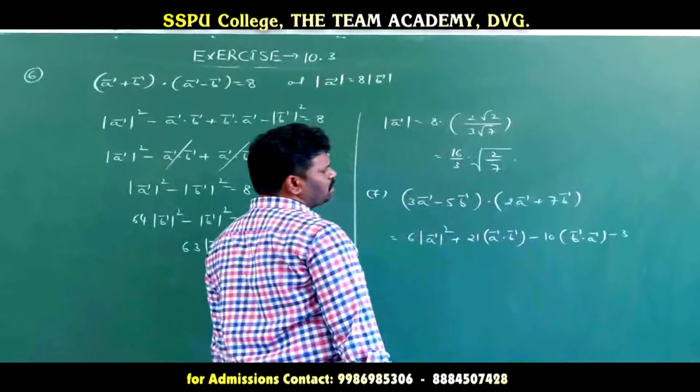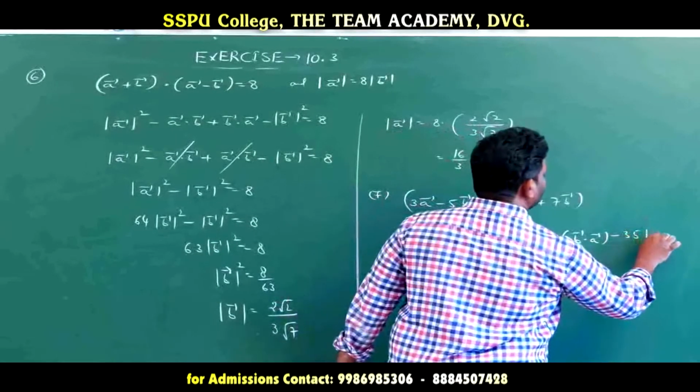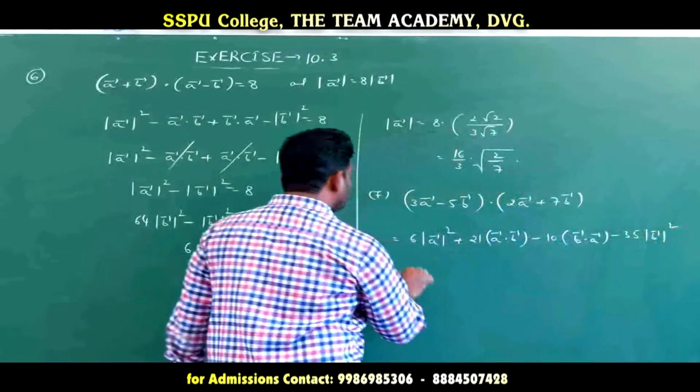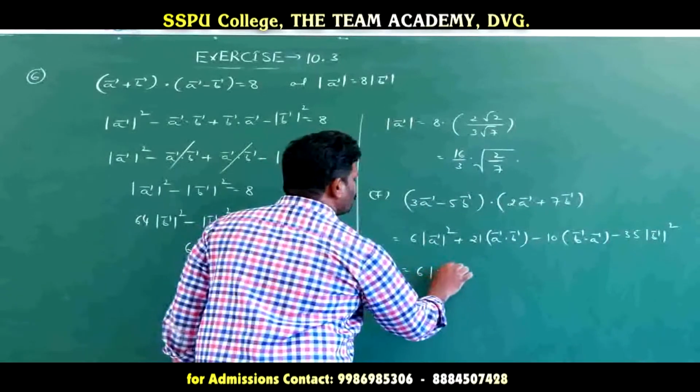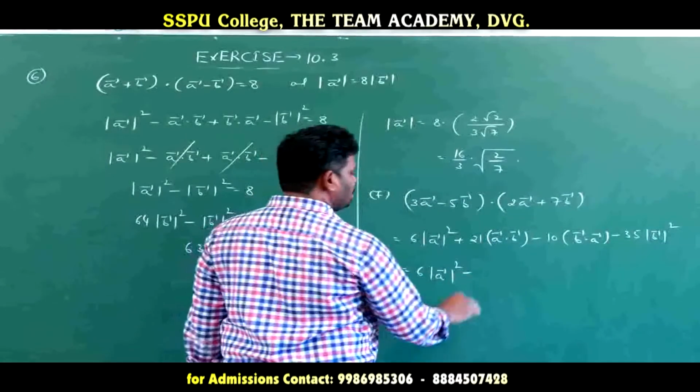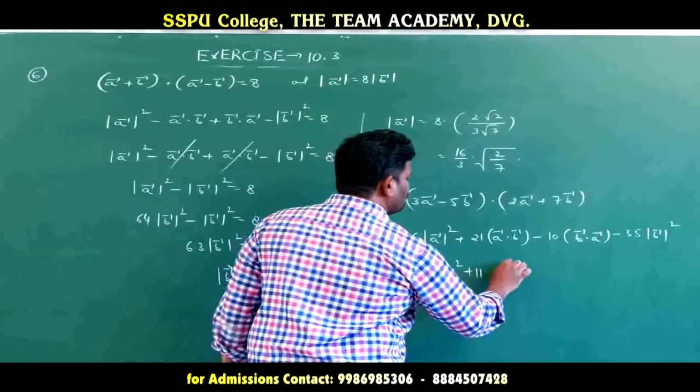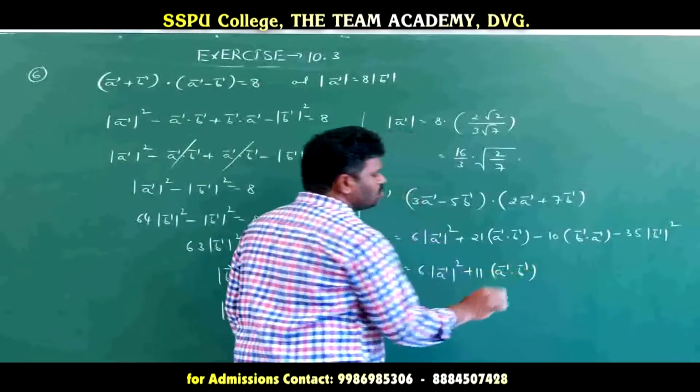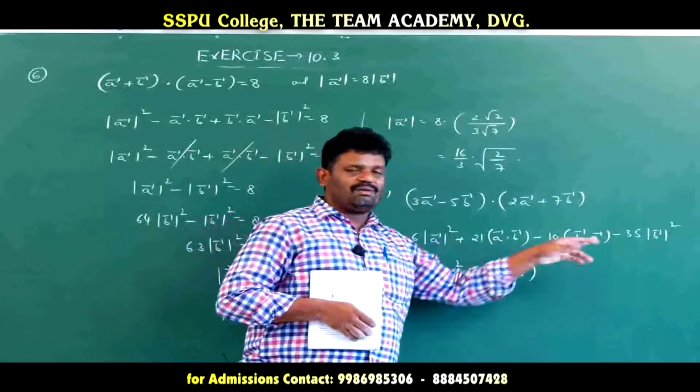35 b bar square, magnitude of b bar square. That is equal to 6 into magnitude of a bar square, plus 11 into a bar dot b bar. Here a bar dot b bar and b bar dot a bar combine by the commutative property.